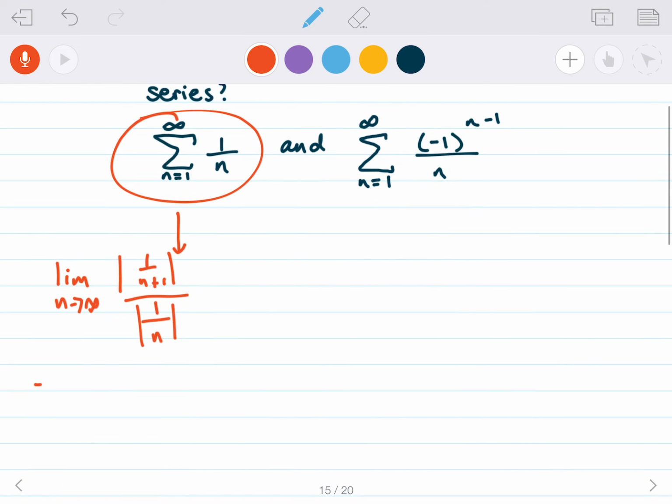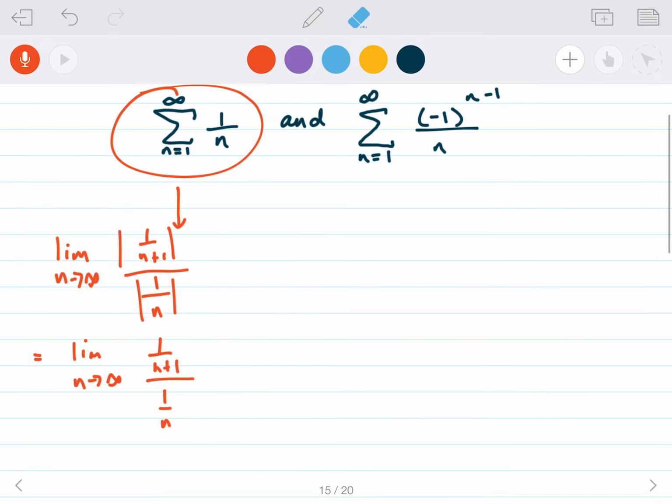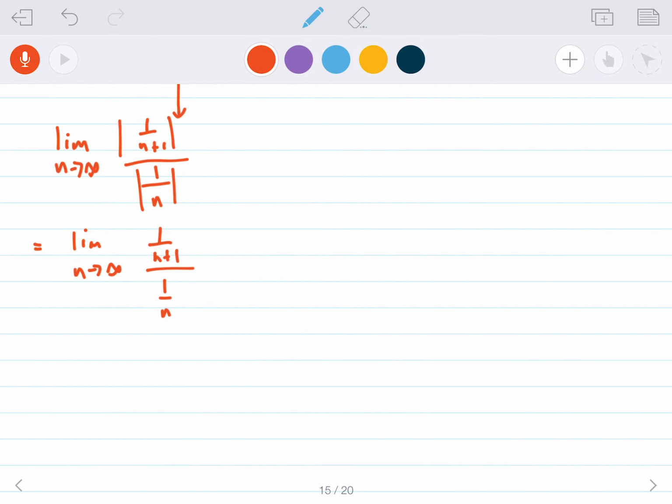So this is just going to give us positive 1 over n plus 1 over 1 over n. So we have the limit as n goes to infinity of 1 over n plus 1 over 1 over n, which simplifies down to, and maybe I'll just keep writing this vertically so we have more space for the other one. This is going to be the limit as n goes to infinity of, well, complex fraction, keep the top fraction, multiply by the reciprocal of the bottom to give me this. Okay.